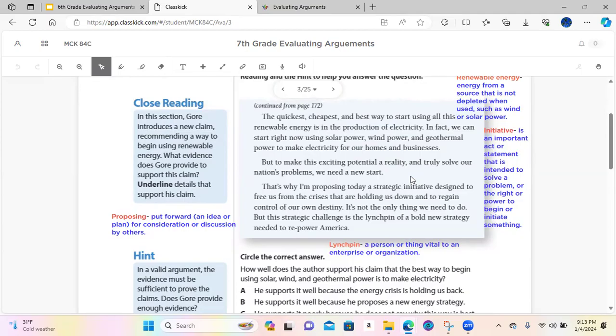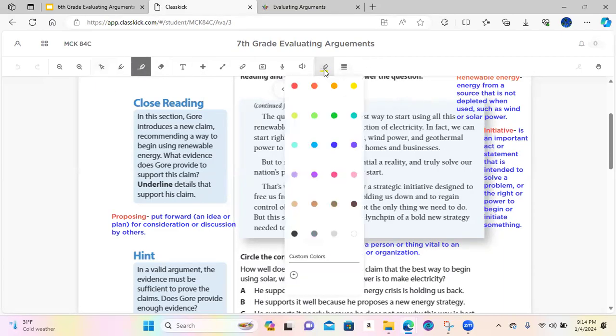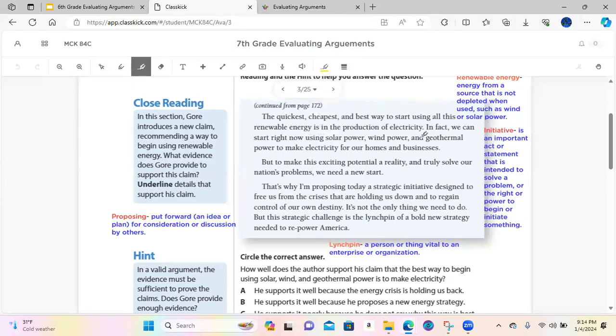How does the author support his claim? Okay, so we're going to highlight the section that we think supports the claim. This section that says, in fact, we can start right now using solar power, wind power, and geothermal power to make electricity for our homes and businesses.